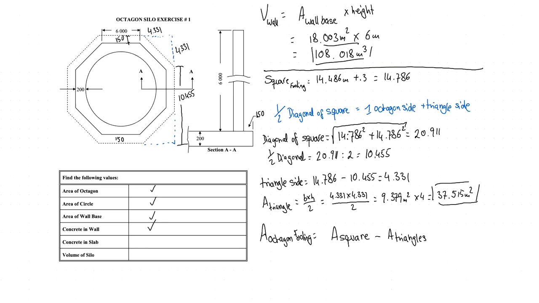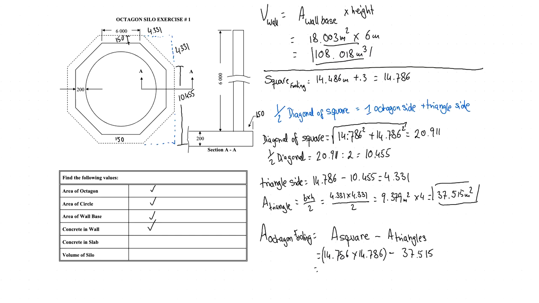Right? So just to showcase, we take the area of our square, we'll just pop that in there, minus our triangles, and that will leave us with our octagon of the footing. So the square, we still need to pop that in here. So that was the 14.786, right? Each side times 14.786, minus our triangles, and that was 37.515.